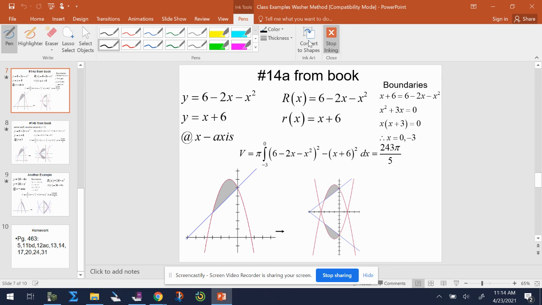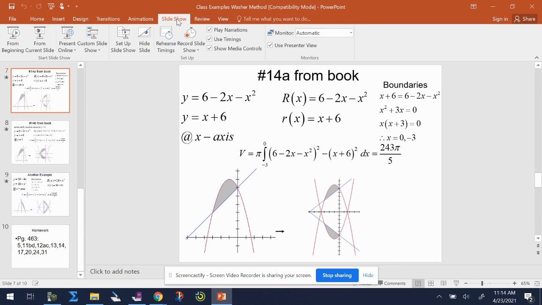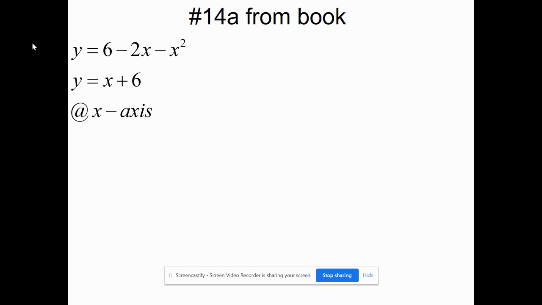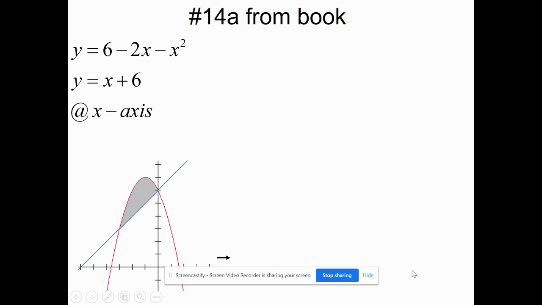All right, let's keep doing a few more problems from the washer method. This particular one, again, I got it from an old textbook. So we have our first function, 6 minus 2x minus x squared, which is this red parabola that's on your screen. And then x plus 6 is the blue line that's on your screen. And we're going to revolve it around the x-axis.